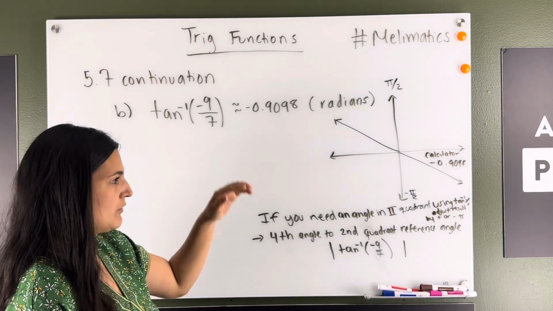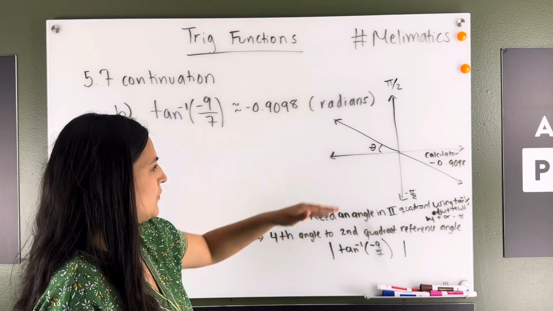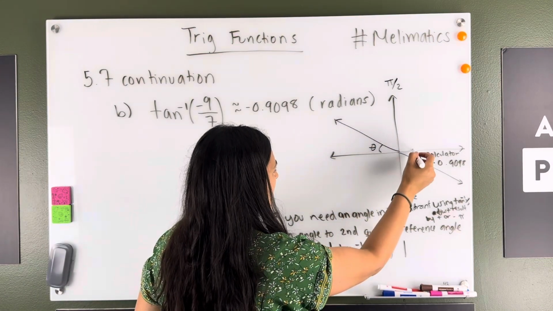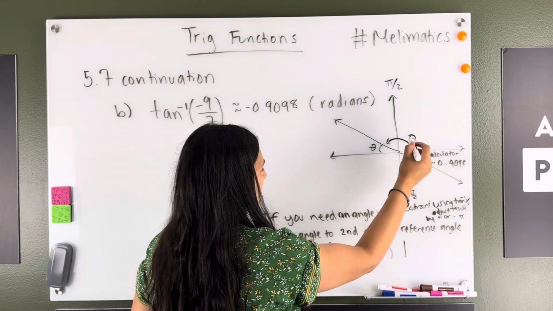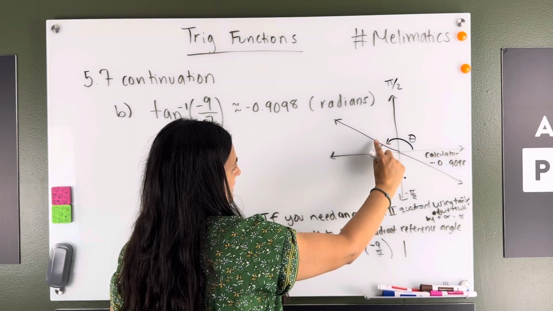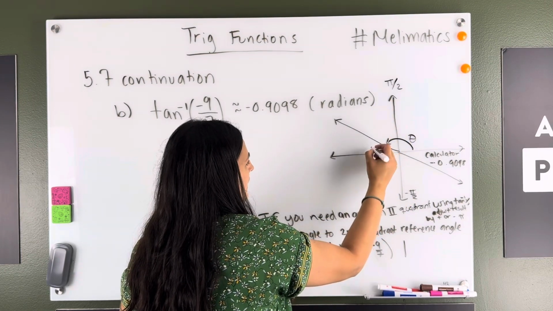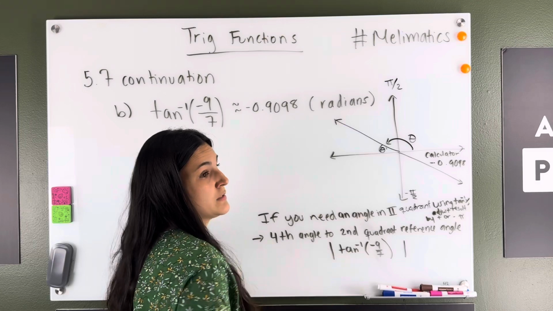Okay, so because we have an angle in the fourth quadrant, we want the second quadrant reference angle. Remember, a reference angle is the angle from the terminal side, right? We're looking for some angle theta, that would be all of this, right? Because then it would be big enough to be in the second quadrant, okay? And we're going to have to use the reference angle to help us out, right?